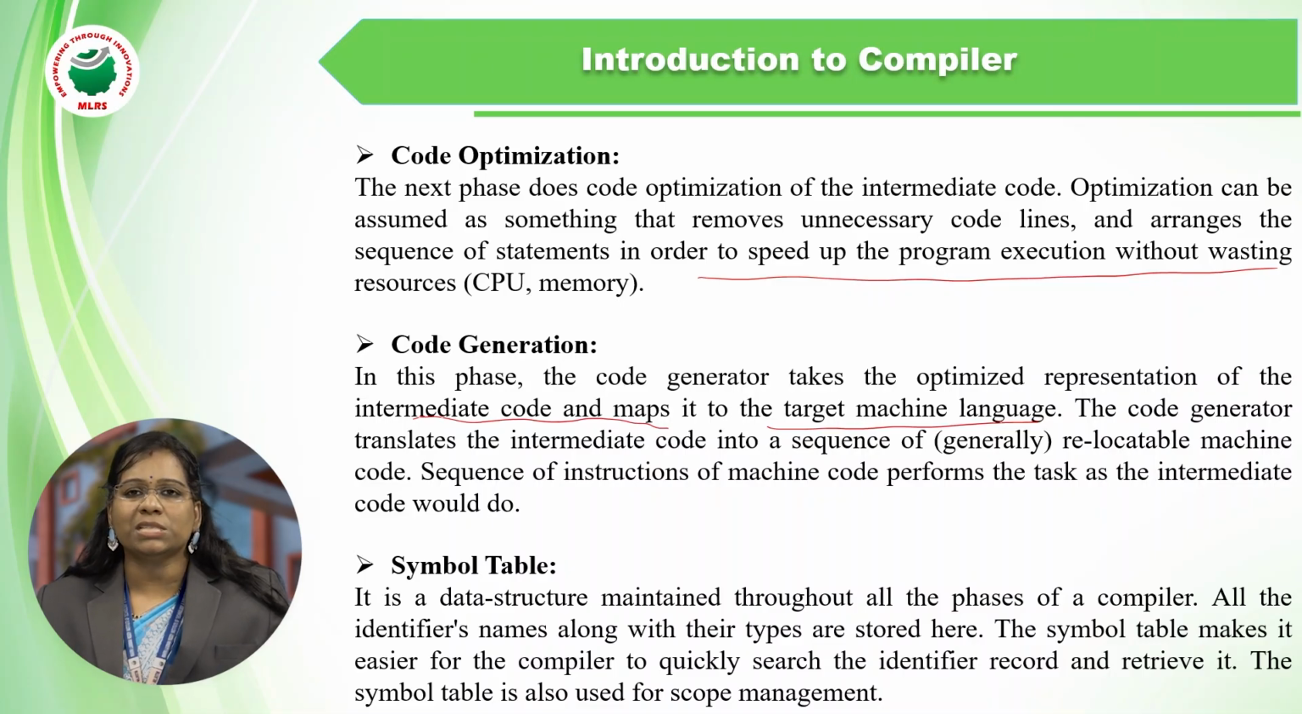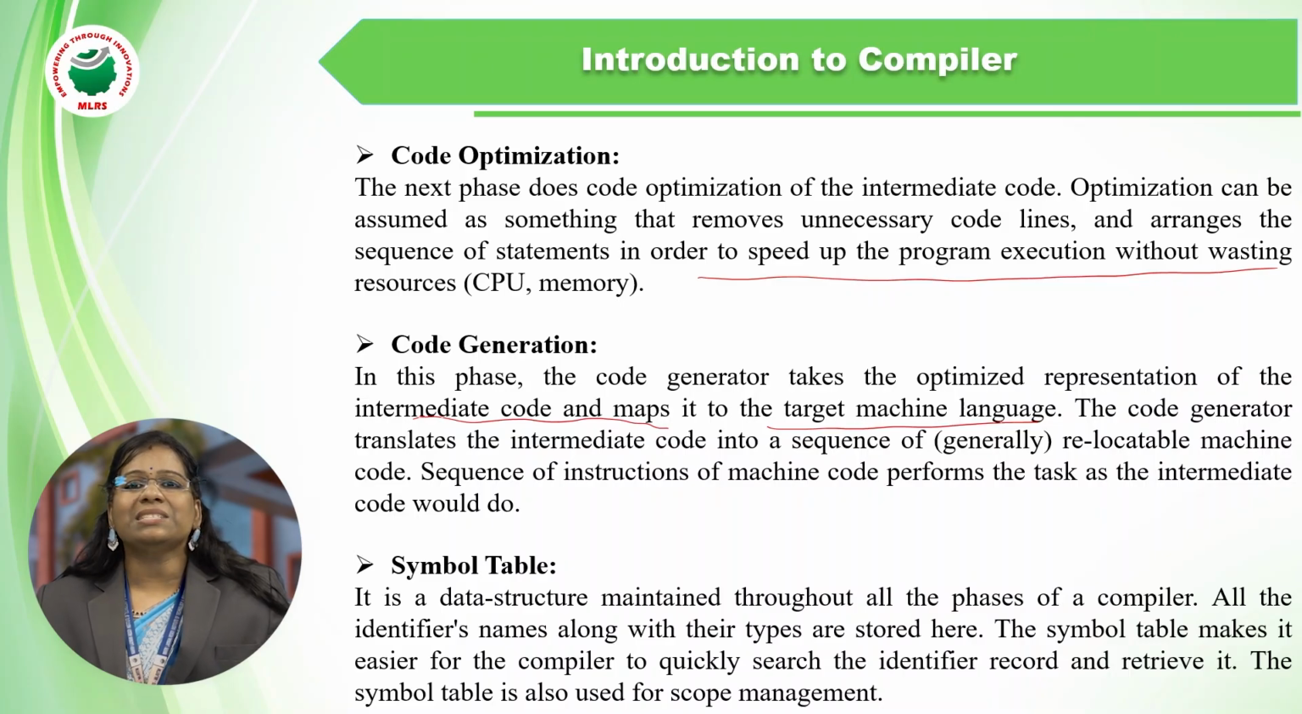We have 6 phases: lexical analyzer, syntax analyzer, semantic analyzer, intermediate code generator, code optimizer, and code generator. The lexical analyzer produces the tokens and sends them to the next phase. What is the purpose of syntax analysis? It is also known as the parser, and it sends the hierarchical structure as a parse tree, without any syntactical error.